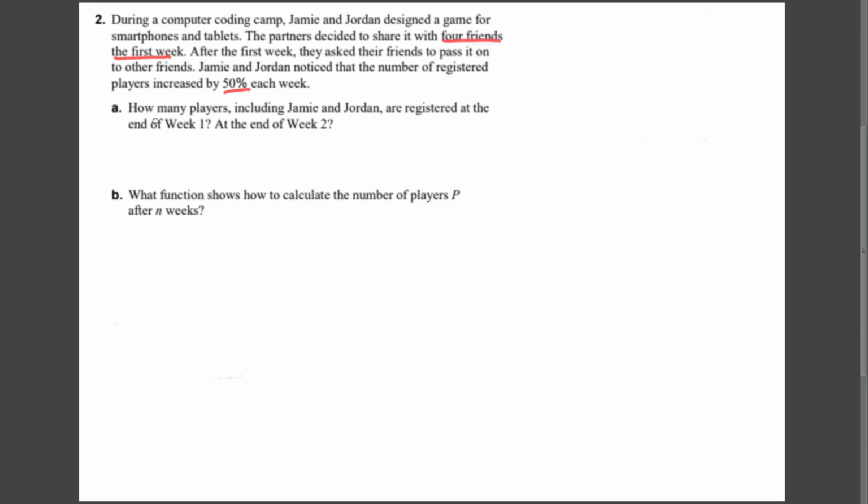Okay. Our first question, how many players, including Jamie and Jordan, are registered at the end of week 1? How many people are registered at the end of week 2? So I'm going to set up a little table here again. I'm going to be going through these problems to kind of help you guys out. It's been a long time since we've looked at exponential functions. So I ask that you pause this video and only use it if you find yourself very, very stuck. Cool?